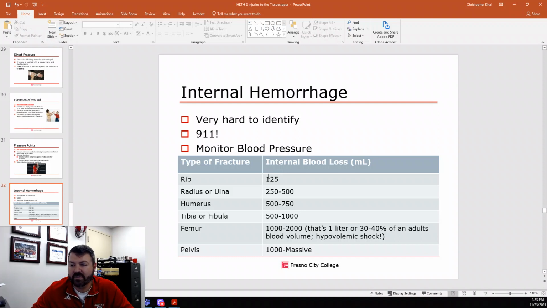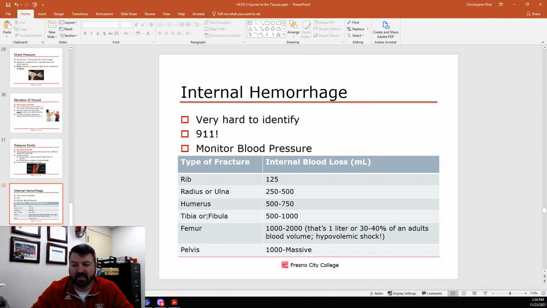Like in milliliters, let's say you have a rib fracture. You can have as much internal bleeding as 125 milliliters, which is not a crazy amount, versus a radius and ulna fracture, up here, where you can have as much internal bleeding as 500 milliliters. And that's just the amount that your body can withstand in here. And the best way to identify this kind of internal bleeding is through blood pressure.